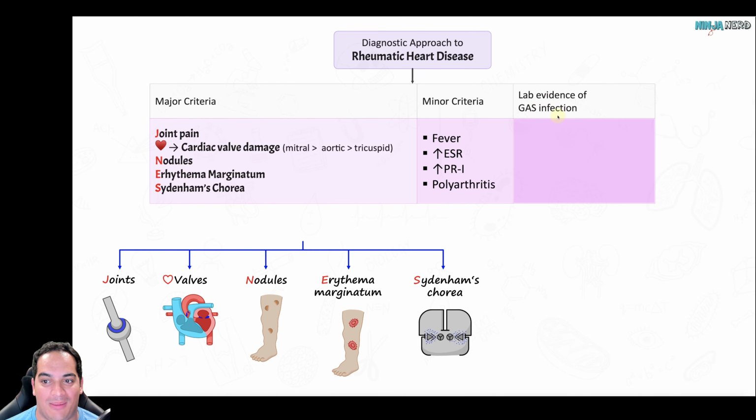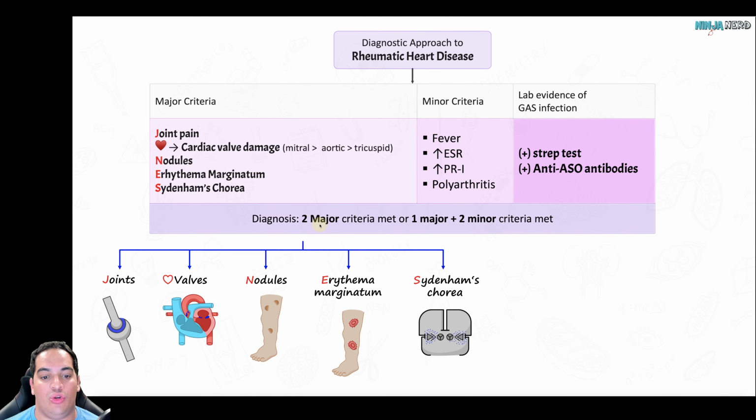To add to the diagnosis to make this even better, what about those antibodies that were actually causing these problems? Test them. Test them for the strep test to see if they had an infection there. Test them for the anti-DNase B and the anti-streptolysin antibodies. Okay? So again, two major or one major plus two minor, and you've met the criteria for rheumatic heart disease.